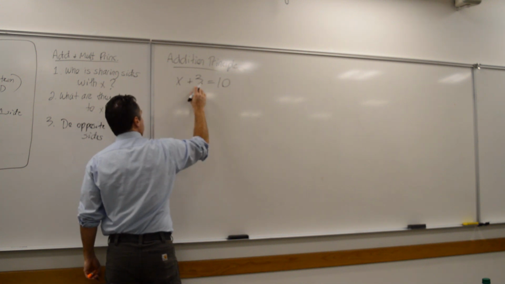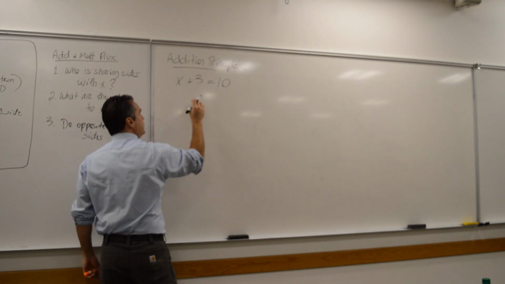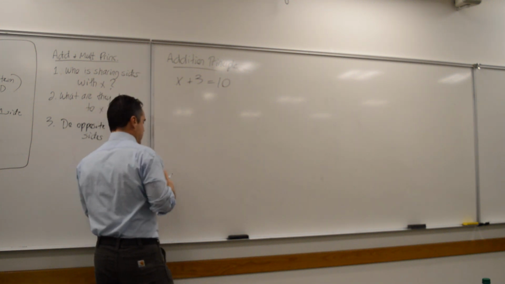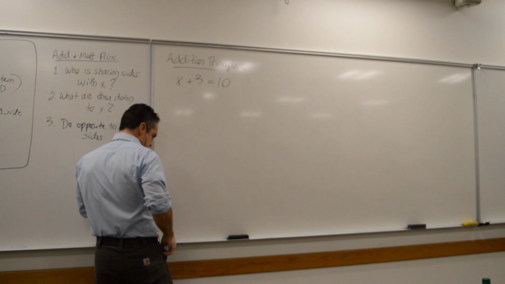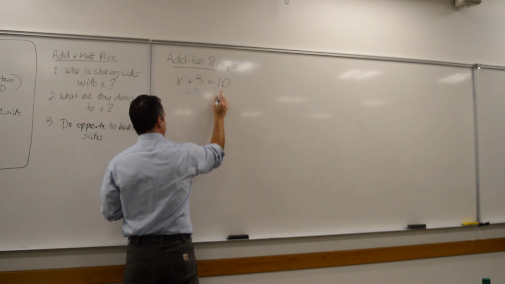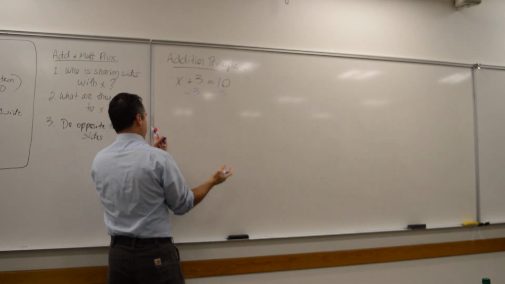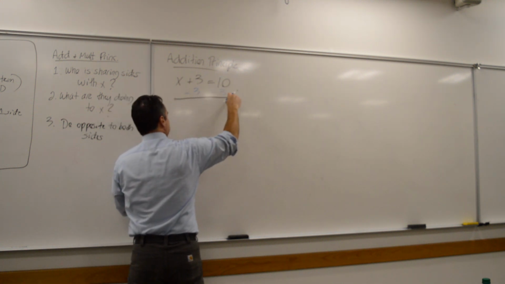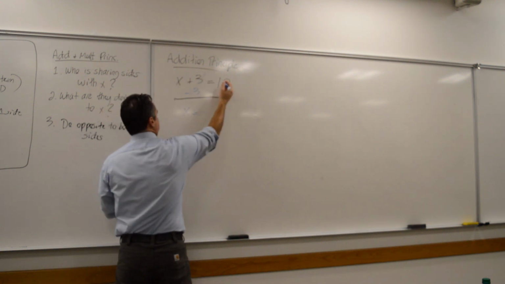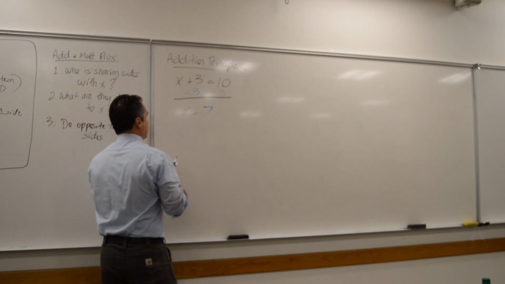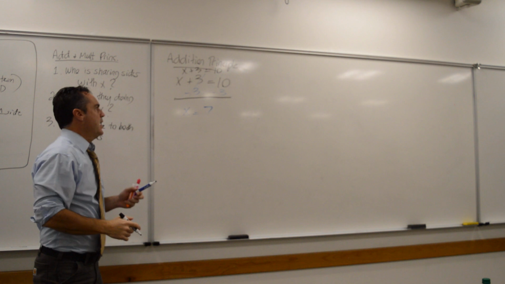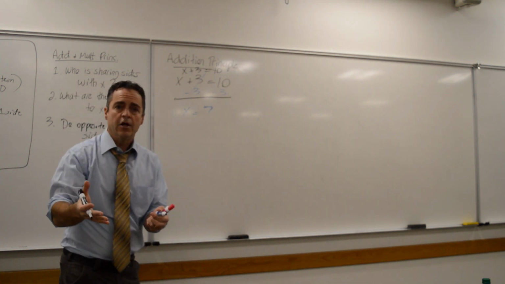So who is sharing sides with x? 3 is. What's it doing? It's being added. What are we going to do? The opposite. The opposite of addition is subtraction. So we will take and we will subtract 3 from this side of the equation. Whatever we do to one side, we must do to the other, the balance rule. And so we have these canceling, and we get x equals 10 minus 3 is 7. So again, we go back, our original equation was x plus 3 equals 10. Okay? And we came up with x equals 7. So what you did in your head, we can do with algebra.